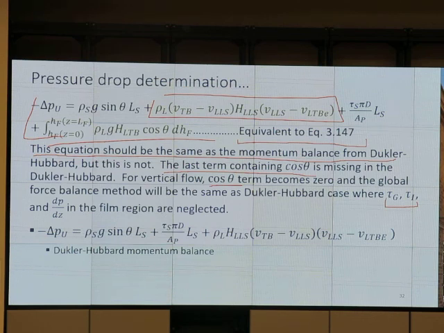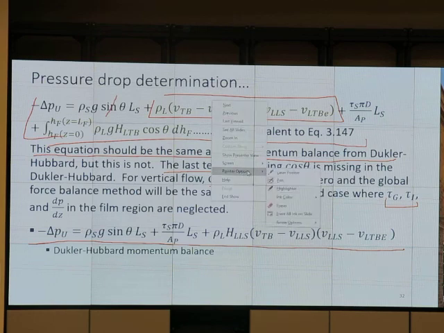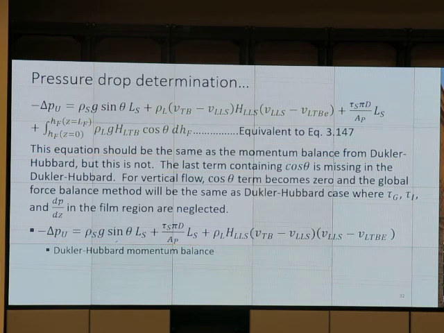So the Douglas-Hubbard momentum balance is that. See, it has every term. Oh, let me erase this. So this term, same. That term, same. That, same. Extra term.